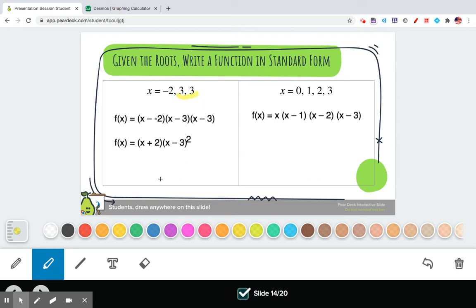And so using the factor theorem from the previous slide, I'm writing my factors as x minus this number times x minus that number times x minus that number. And I'm just going to fix up my factored form here. Minus and negative is plus, and x minus 3, I'm going to square that because that term appears twice.